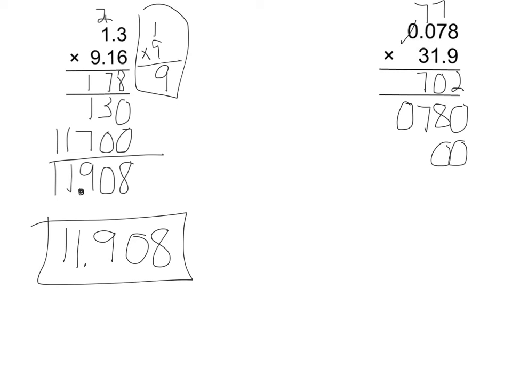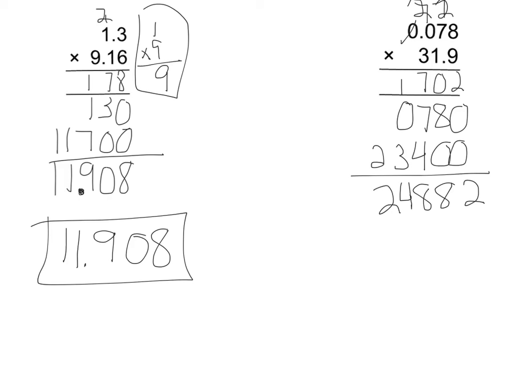Placeholder, placeholder, 3 times 8 is 24. Carry your 2, write down the 4. 3 times 7 is 21, plus the 2 is 23. Carry your 2. 3 times 0 is 0, plus that 2 is 2. And now we can add: 2, 8, 14, 18, carry your 1, 4, 2.